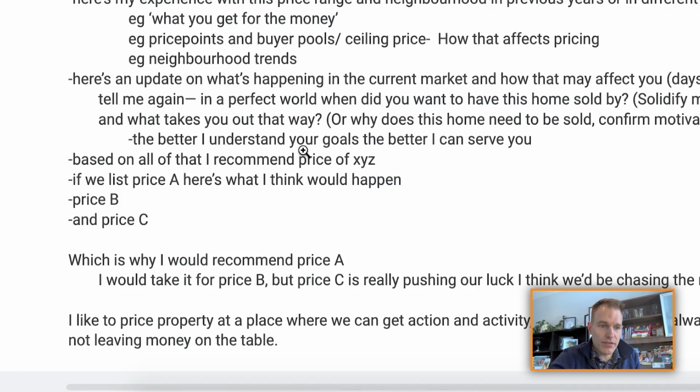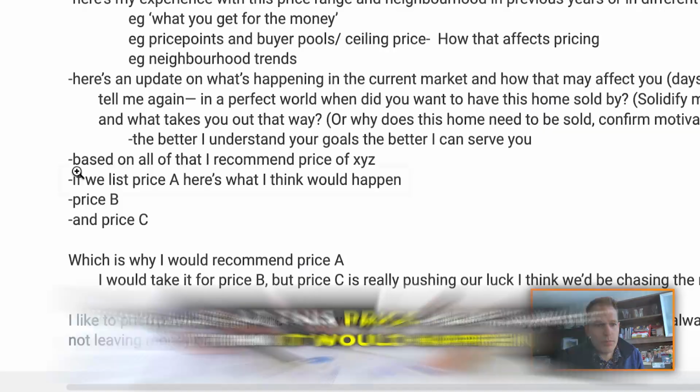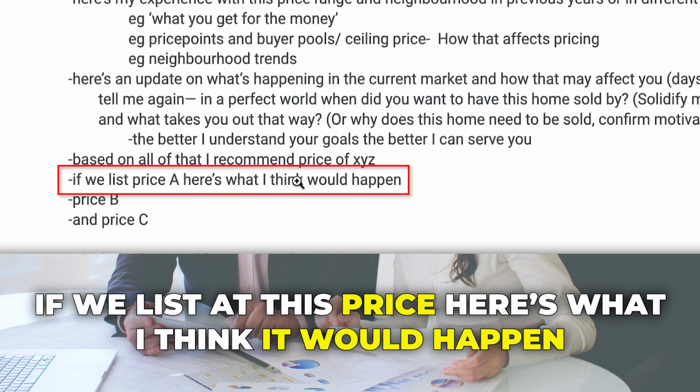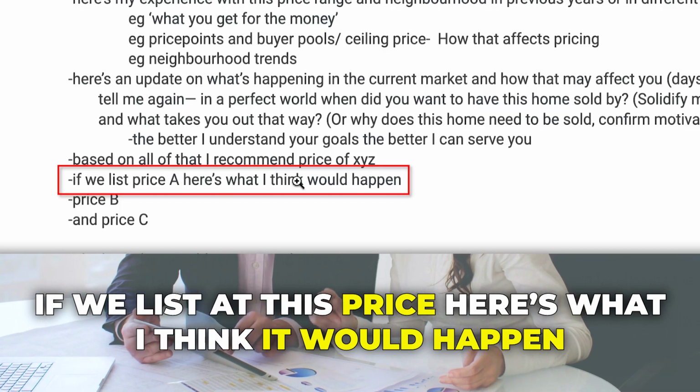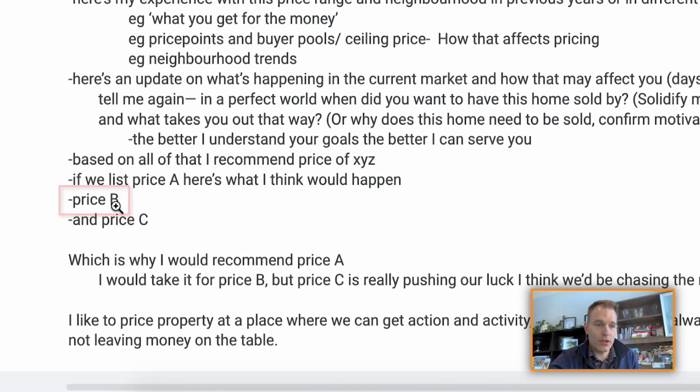Then you might go a little bit further as well, or you might refer back to the condition and say, depending on the condition, depending on a few different factors, you haven't seen the property. But you also might say, if we list it at this price, here's what I think would happen based on your experience, right? If you list it at this price, I would still take the listing perhaps. If you list it at this price, it's probably going to be too high. We're probably pushing it too far. And in which case, doesn't mean it's impossible. I can't predict the future, but I think we would be chasing the market.